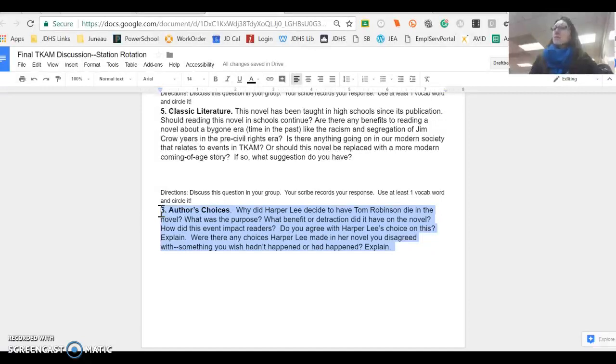How did this event impact the readers? Do you agree with Harper Lee's choice on this? Was having Tom Robinson die an important part for this novel, for the impact she wanted it to have? And explain. And then think about her novel as a whole. Were there any other choices Harper Lee made in her novel that you disagreed with? Something you wish hadn't happened, or something different you would have liked to see happen? Explain your opinion on author's choice in the creation of this novel.